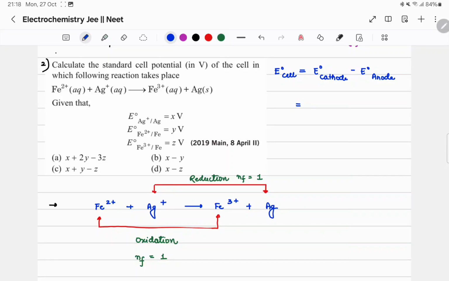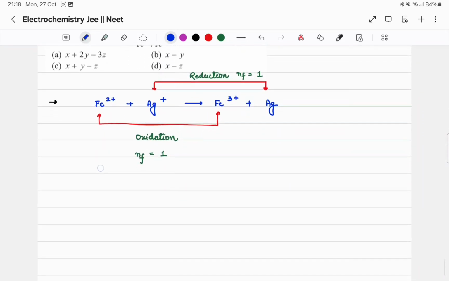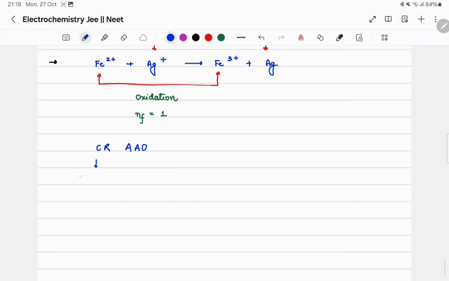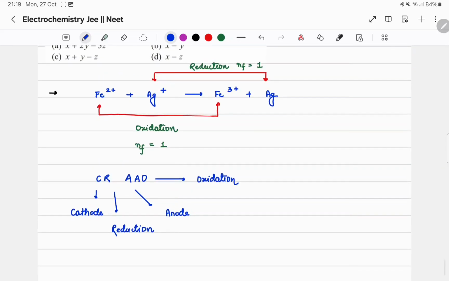So I can write E naught cathode. We already know that on the cathode reduction always takes place. The trick I prefer to remember is "CR aao". Just like if there is a class representative in your class and you call them, you say "class representative aao". So C means cathode, R means reduction, A means anode, O means oxidation. There are many mnemonic techniques, but I follow this one: cathode reduction, anode oxidation.